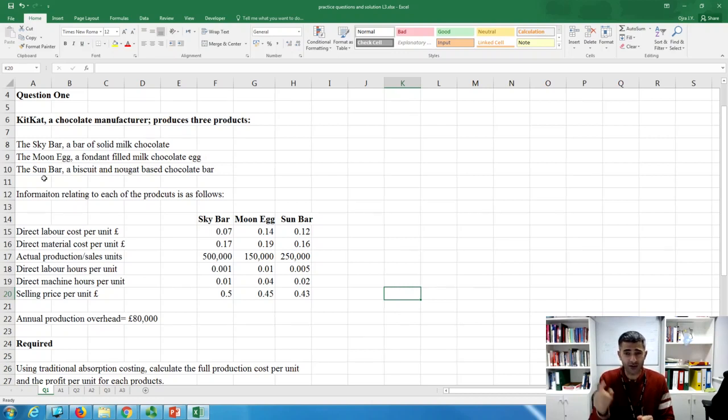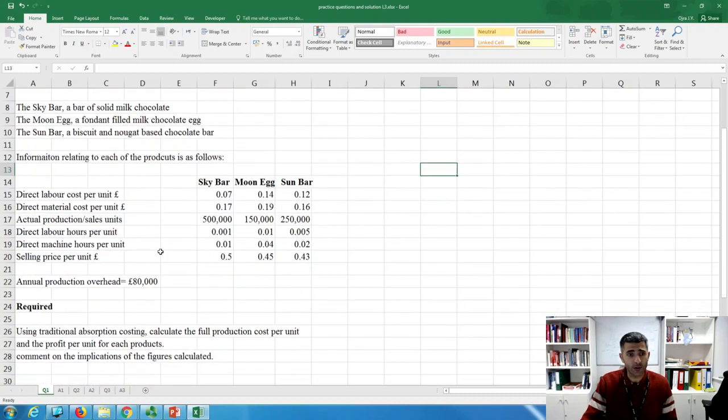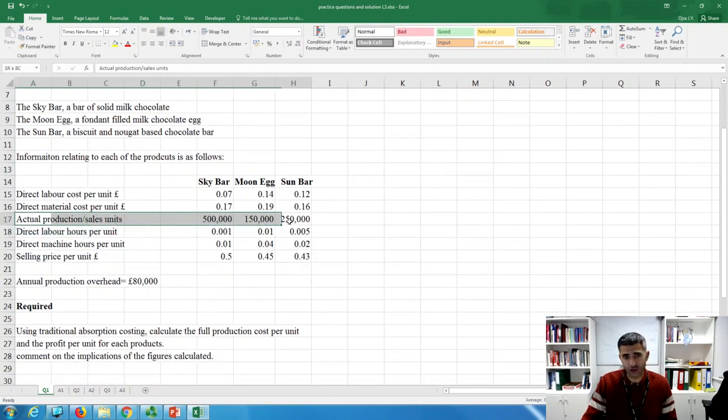You've got here direct material cost per unit, direct labor cost per unit. Can you see for each? You have also the actual unit sales and actual production units. They are equal. There is no closing inventory. Amazing. You have direct labor hours per unit, direct machine hours per unit, and at the end you've got the selling price per unit.